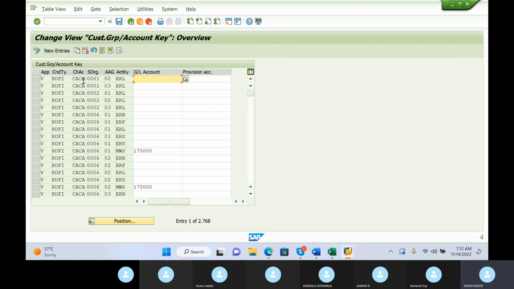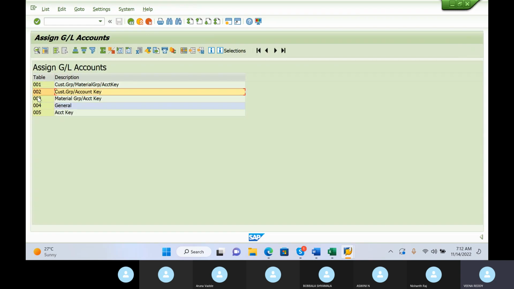Meaning the condition type with the chart of accounts, the customer related, and the accounting key. In some scenarios, we'll make table 2 and table 3, and according to this the system will pick whichever GL we have provided, in whichever table. So first the system will pick table 1, and after that it will go to table 2, table 3. If it is satisfied with table 1, then the system will pick this GL. Otherwise it will go to the second table or third table.